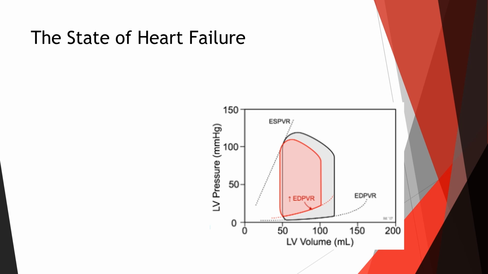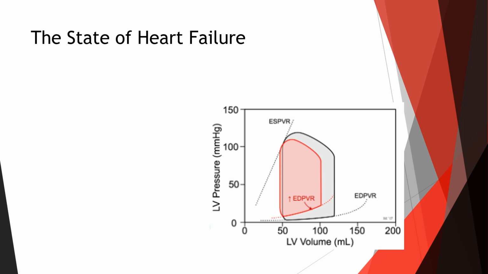In this graph, however, what has changed? Your ESPVR is still the same graph. You do have, as compared to your gray, a slight decrease in your end systolic volume. However, the left ventricular end diastolic volume is significantly compromised, with a decrease in stroke volume.